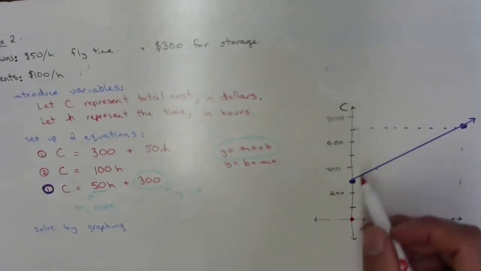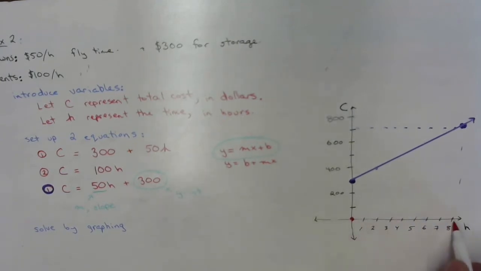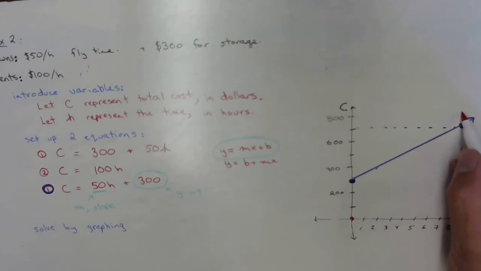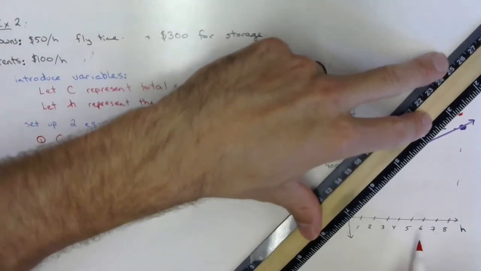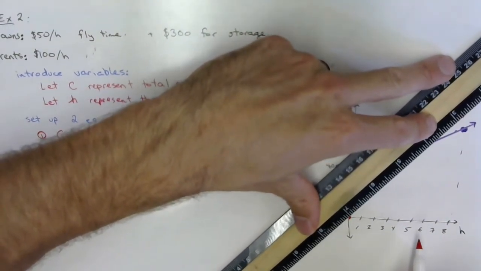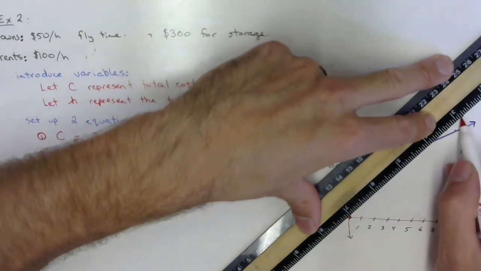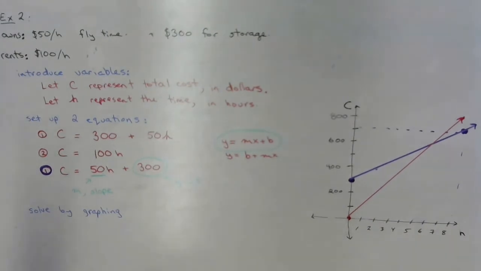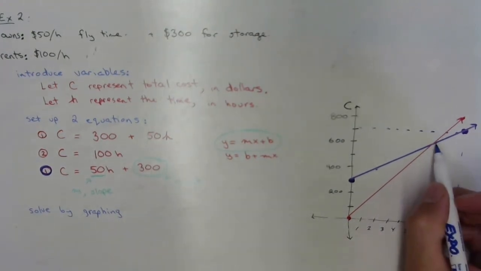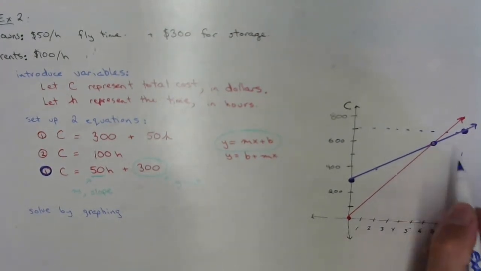So if I want to use my full grid and I only want to draw 2 dots, after 8 hours of flying, how much would it cost me? 800. All right. Draw a nice straight line through the origin and through that point. What are we looking for again? What's the point of drawing 2 lines? The point of intersection. Go ahead and mark that point of intersection, dear friends.